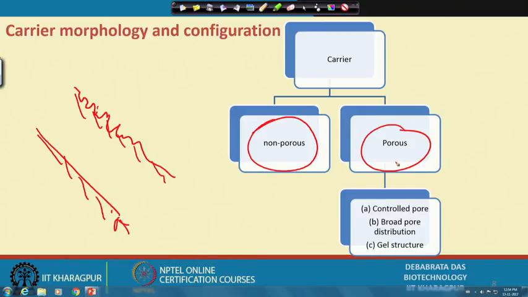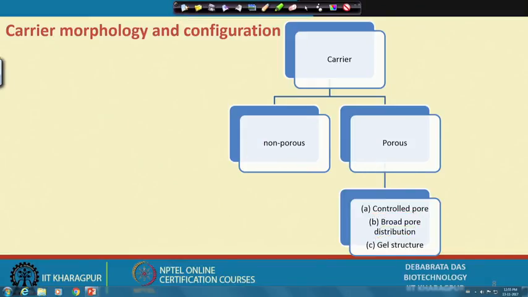So in porous also, the pore may be of two types. One is controlled pore and the other is broad pore distribution. That means when the pore size is uniform, suppose your pore size is uniform like this, then this is a controlled pore. Obviously that will be very costly. Broad pore distribution means pore sizes are different. Some size is bigger, some size is smaller, like this. Inside this solid matrix we have different sizes of these pores.